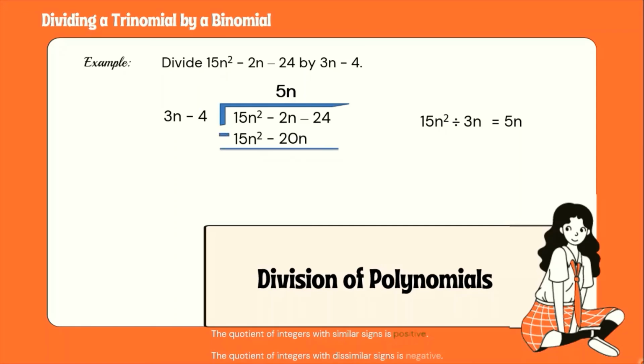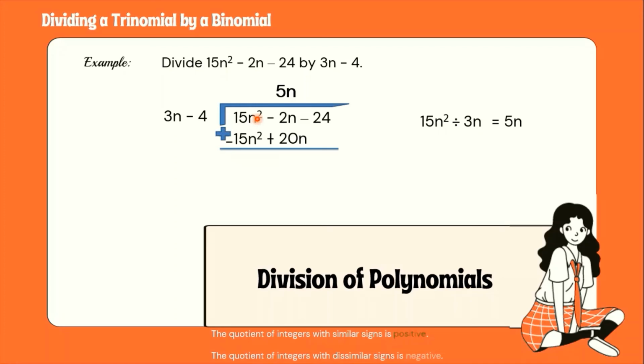Ang rule natin sa subtraction of integers ay we need to change the sign of the subtrahend and then proceed to the rules of addition. Ang ating subtrahend dito ay itong nasa baba. So, ang ating 15n squared na positive ay magiging negative at itong ating negative 20n ay magiging positive. And then, yung ating subtraction sign ay magiging plus sign na.